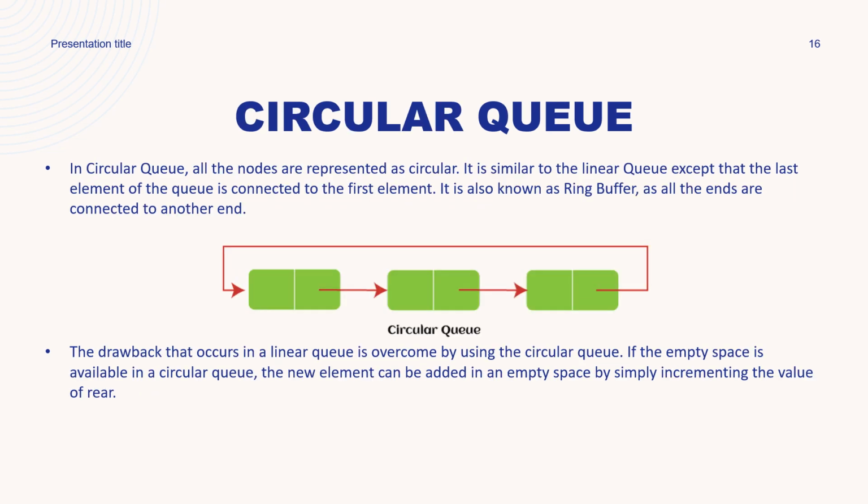Now the circular queue. The circular queue is similar to the linear queue or simple queue, except the last element of the queue is connected to the first element. As shown in the figure, the last element is connected to the first element, and it's also called a ring queue. The drawback of the linear queue is overcome here, because if empty space is available, then this particular queue will occupy that space for inserting the new element.